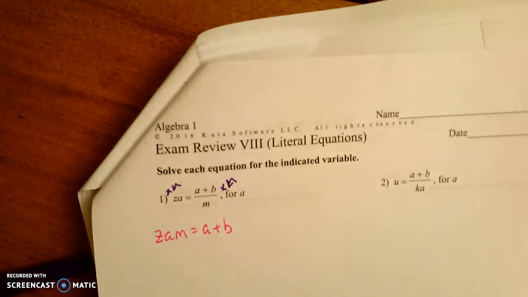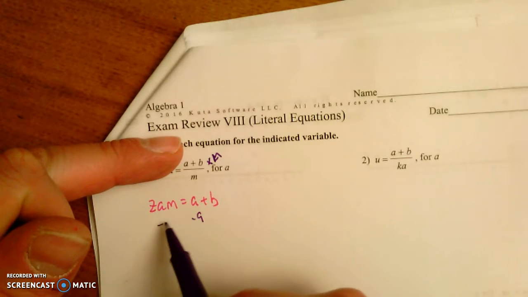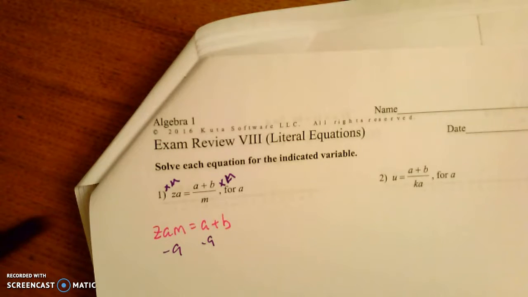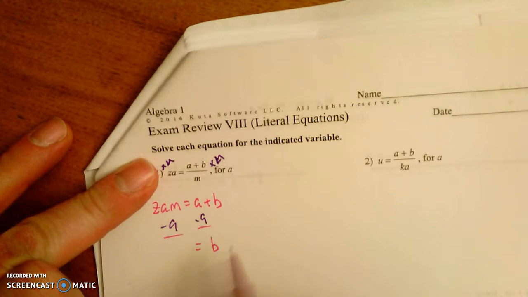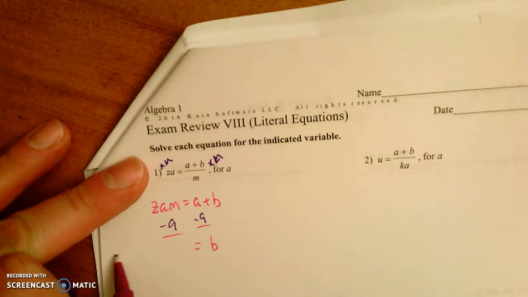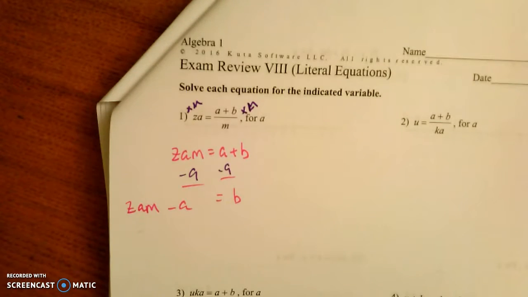And then I'm going to get all my variables on the same side. So let's subtract a from both sides. So over here, we've got b. And here we have zam minus a. And here's the tricky part.